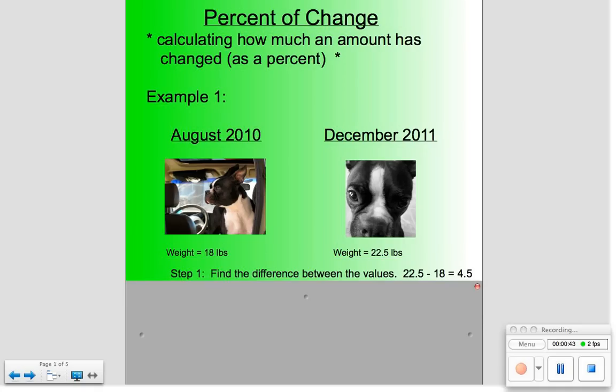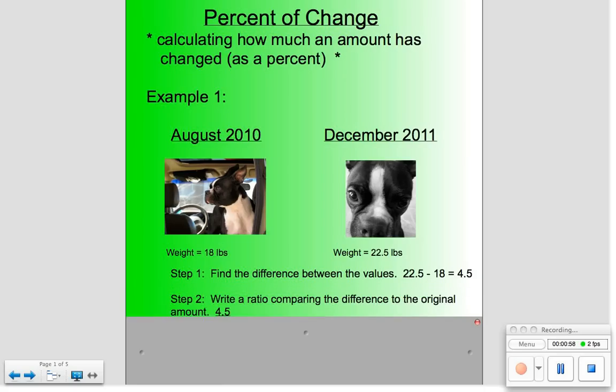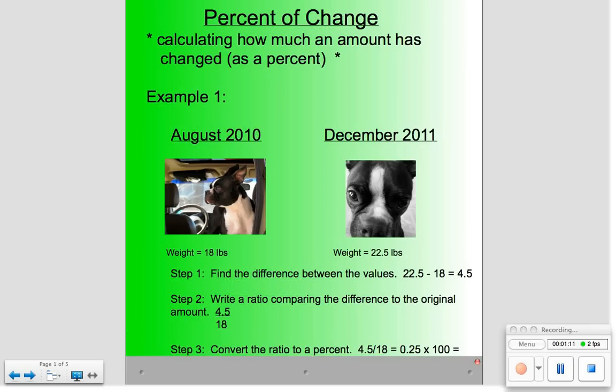So what we're going to do here is we're going to first find the difference between the two values. So you can see I subtracted 18 from 22 and 5/10 to come up with a difference of 4 and 5/10. What I then did is I wrote a ratio that compared the difference, 4.5, to the original amount, which was 18 pounds. And then I'm just going to change that ratio into a percentage.